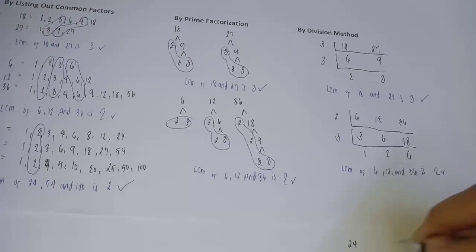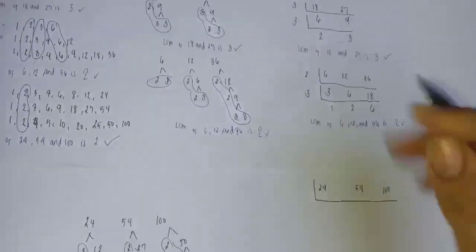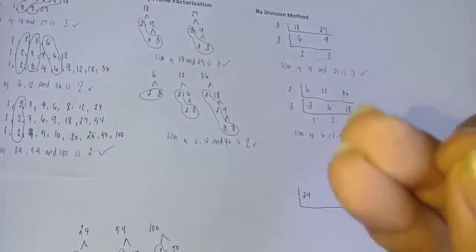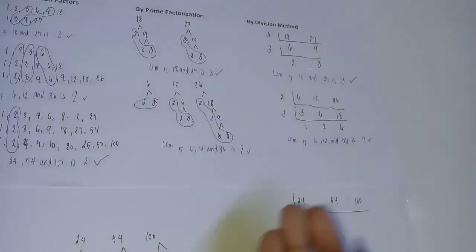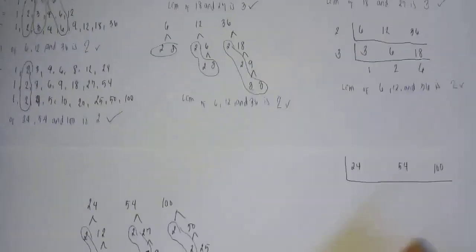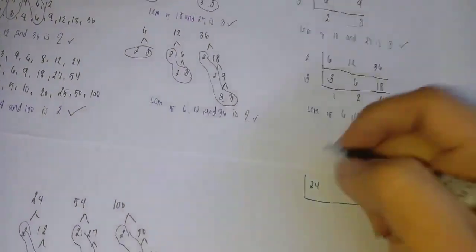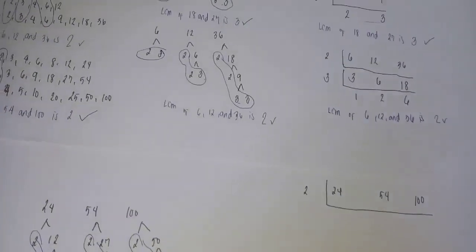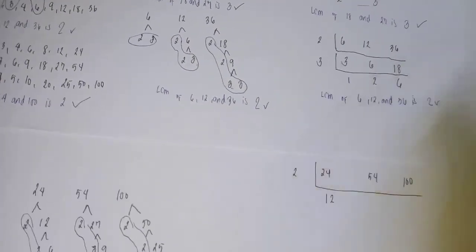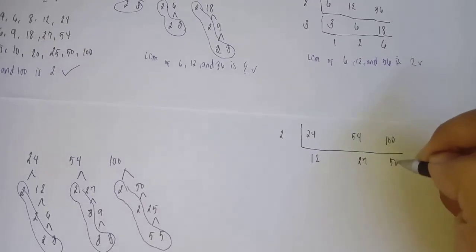We have 24, 54, and 100. So again, think of the smallest positive integer na pwede nating i-divide to 24, 54, and 100 without getting any remainder. Since 24, 54, and 100 are all even numbers, therefore, the only smallest positive integer na pwedeng makapag-divide is 2. So we will use 2. 24 divided by 2 is 12. 54 divided by 2 is 27. 100 divided by 2 is 50.